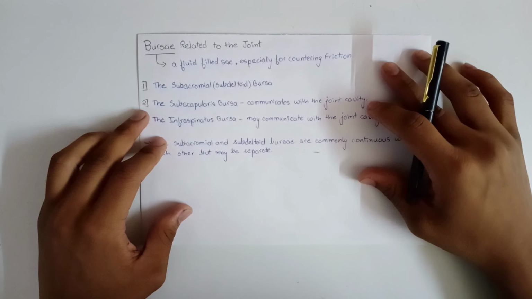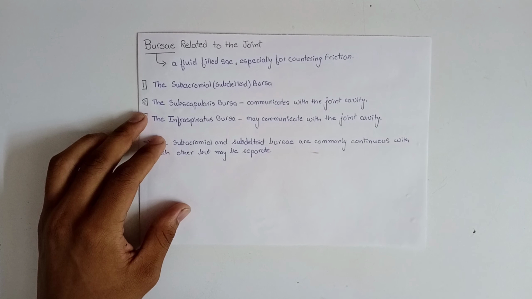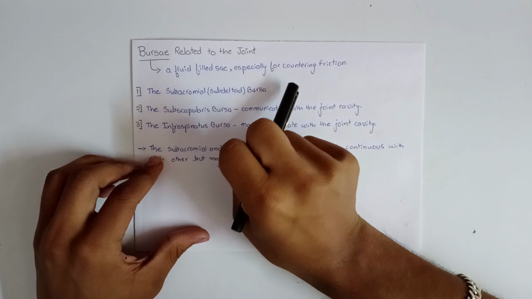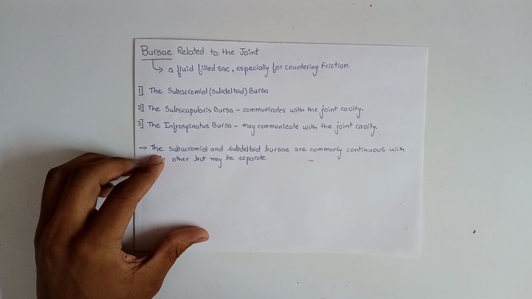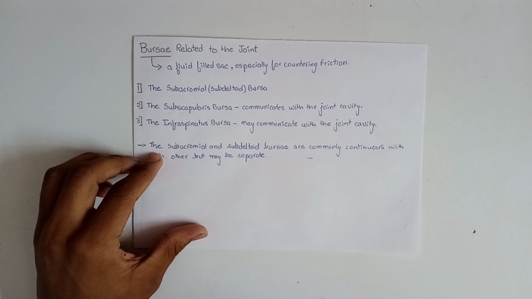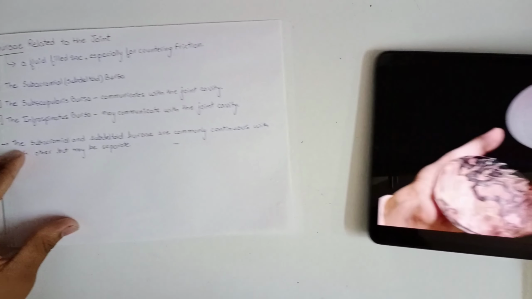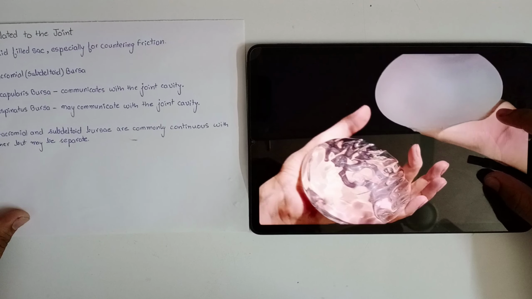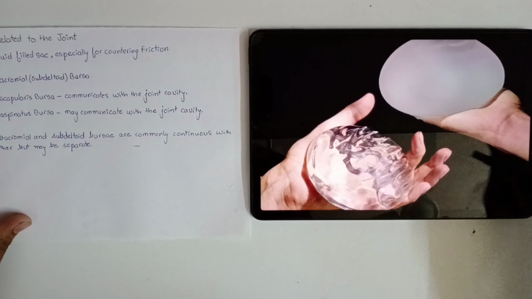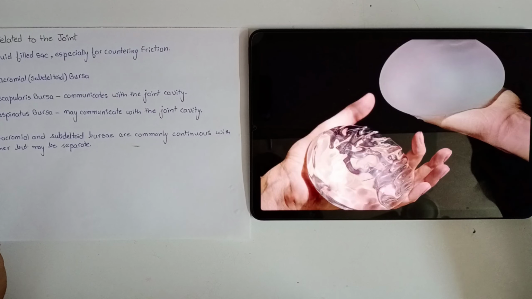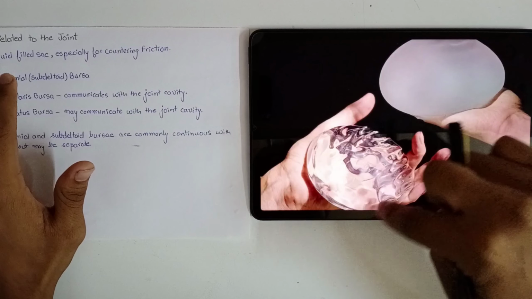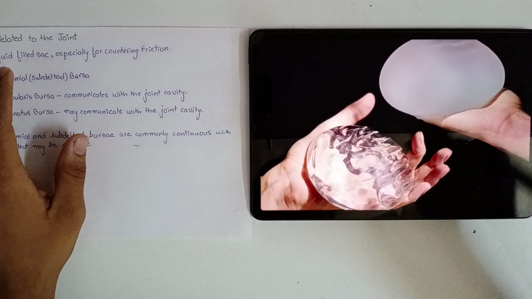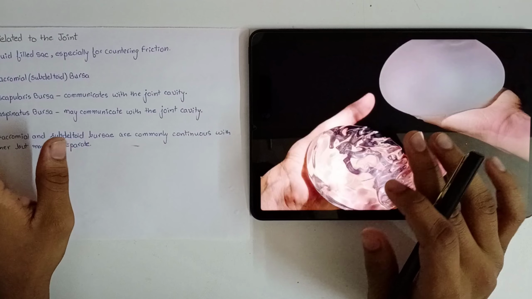So bursae related to the joint. What is a bursa? A fluid-filled sac, especially for countering friction. Let me show you a picture. And these are not typical bursa, but these are implants. But with the help of this image, I was trying to show you fluid-filled sacs. These are fluid-filled sacs. These are not bursa.